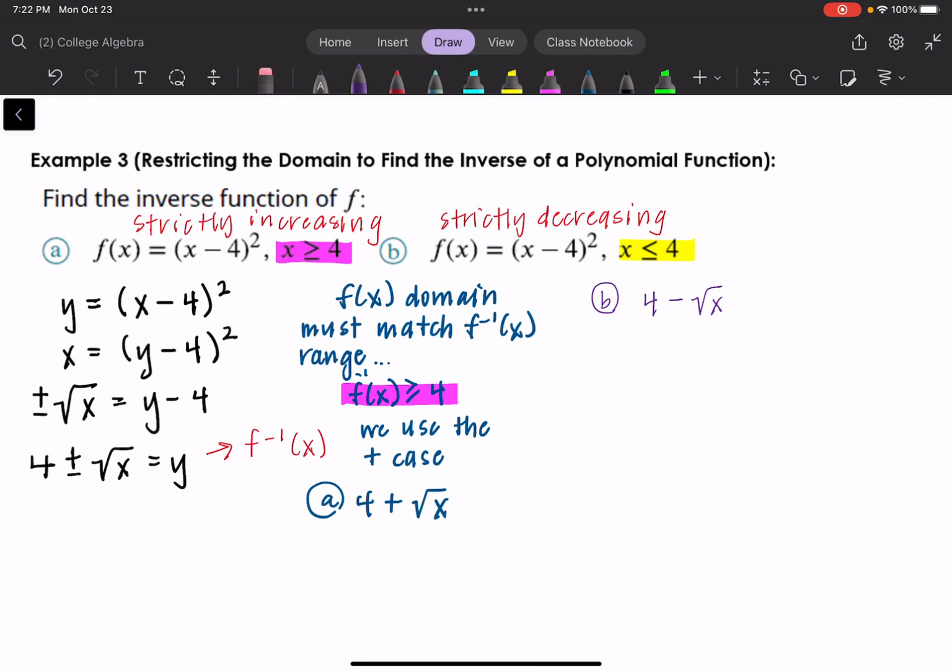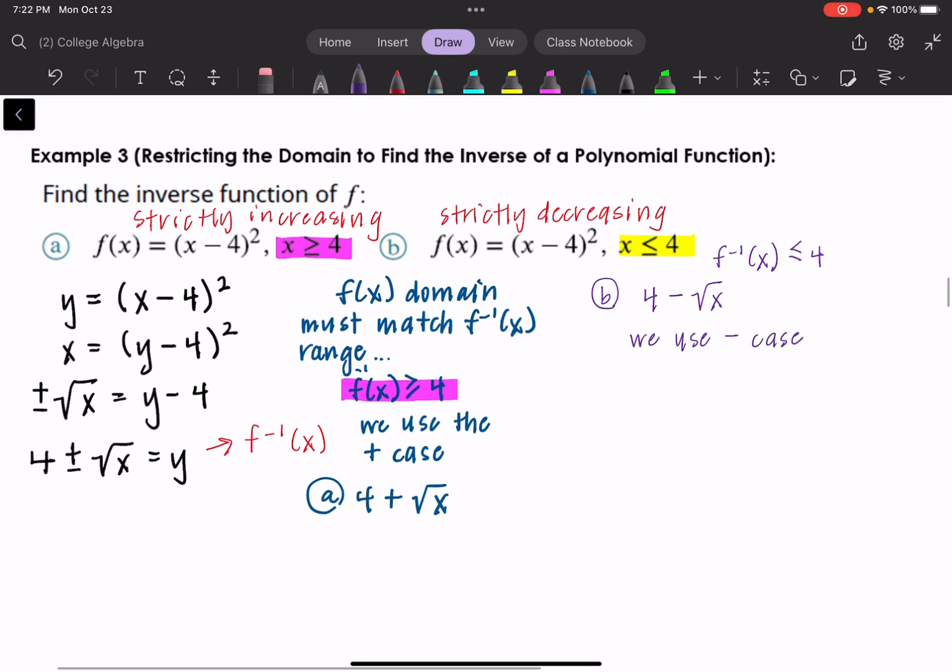Because what we're going to need to see over here is that all x for the f inverse function, those outputs need to be less than or equal to 4. And so if we're plugging in values of x, the only way that the outputs are going to be less than 4 is if we're subtracting something from 4. And that's how we need to know that we can use, or have to use, the negative case here. Okay.